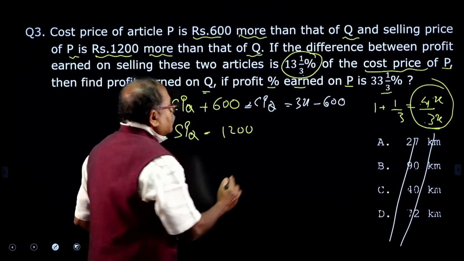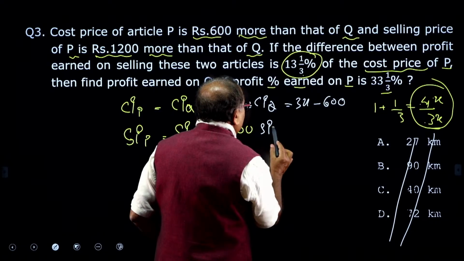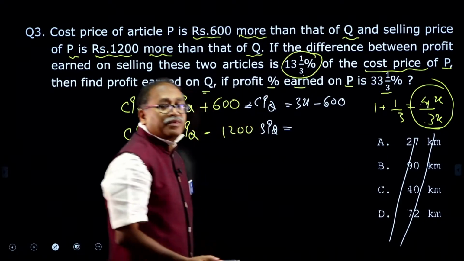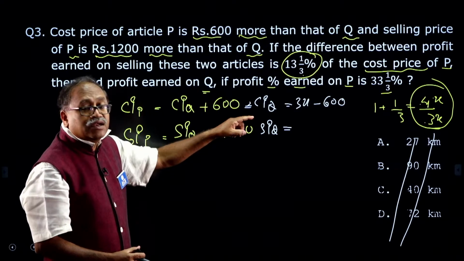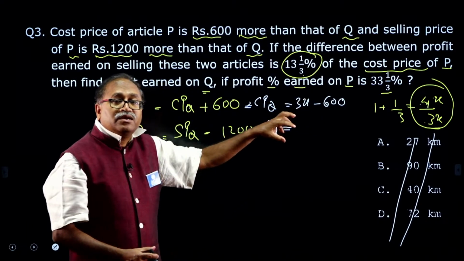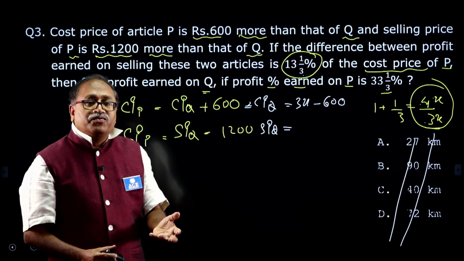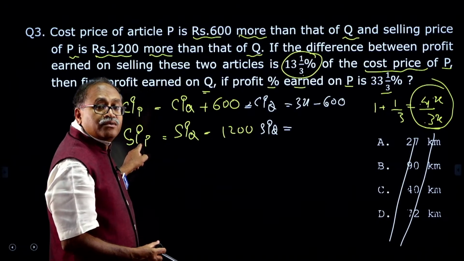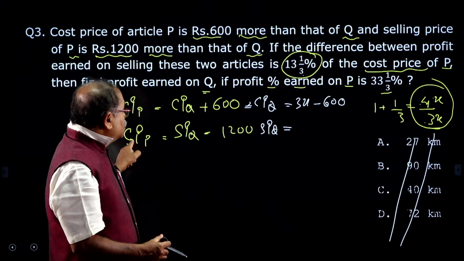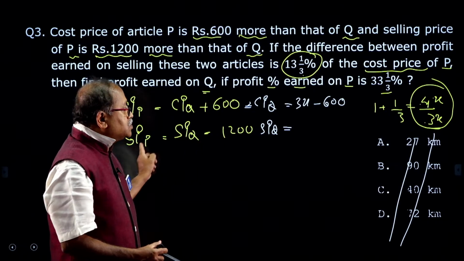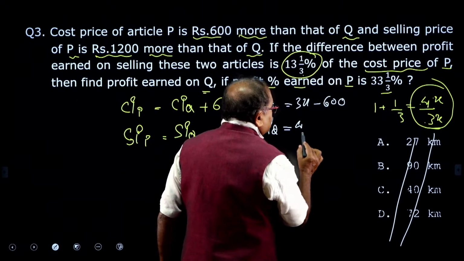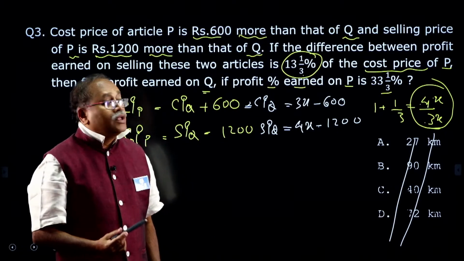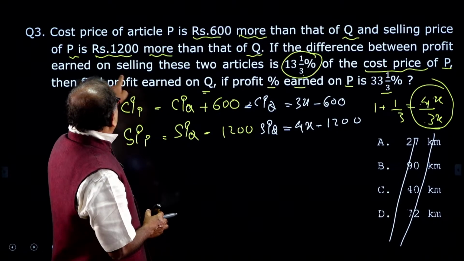So, selling price of Q, and what is the selling price of P? The selling price of P is 4x. That is the starting point. Unless you understand that point, you cannot move forward. Now, here the selling price of P is 4x. So, selling price of Q is 4x minus 1200. So, here it is 4x minus 1200.